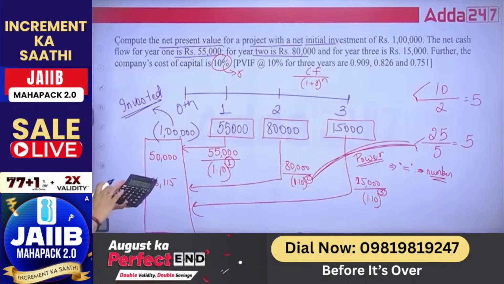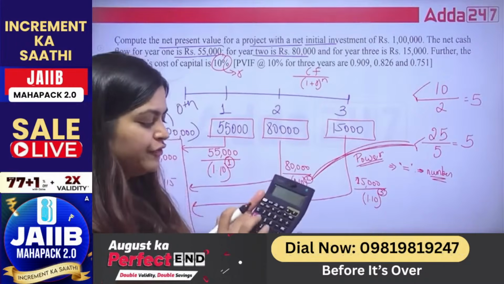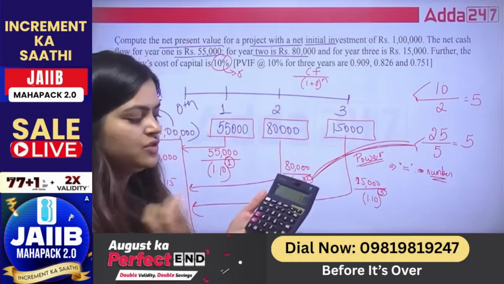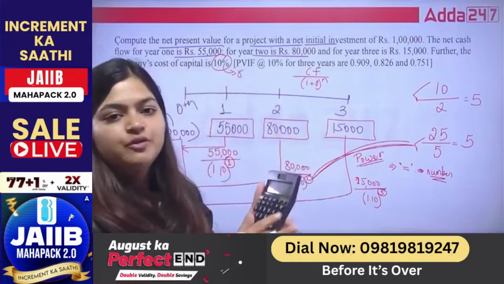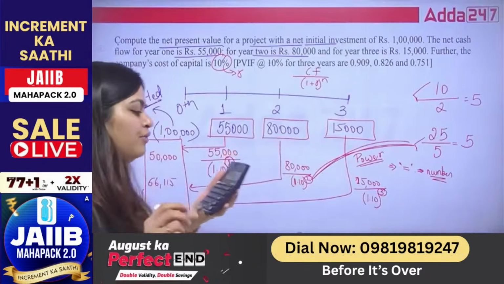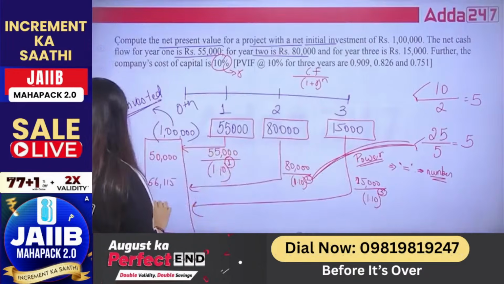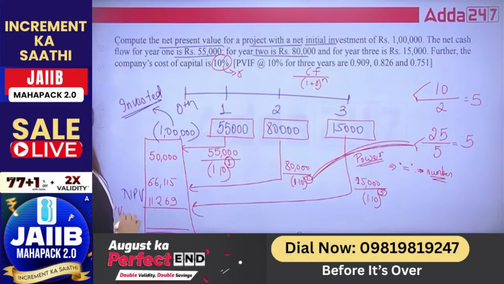So your value is 66,115. Now, for the third one, 15,000 divided by 1.10. Now, what is your power? 3. So how many times will you press the equal to button? 1, 2, 3. Your answer is 11,269. So what is the total present value of future cash flows? 55,000 plus 66,115 plus 11,269.